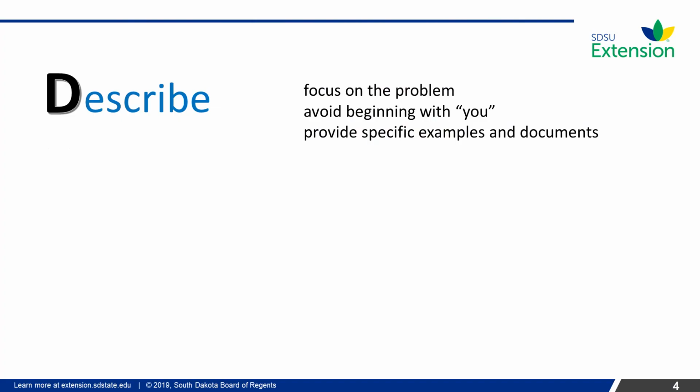D is describe, the what. Focus on the problem, situation, or behavior. Write 1 to 3 sentences or bullet points describing what it looks like to you. Write down specific examples, events, and documents that support your need to make a change. Avoid beginning the conversation with "you." That feels like you're pointing a finger directly at the other person.